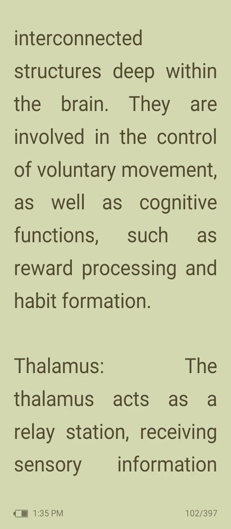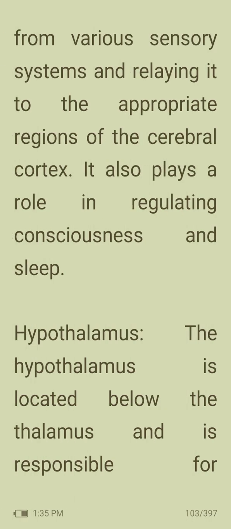Then, thalamus. The thalamus acts as a relay station, receiving sensory information from various sensory systems and relaying it to the appropriate regions of the cerebral cortex. It also plays a role in regulating consciousness and sleep.